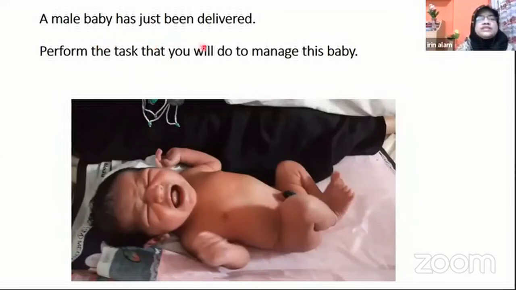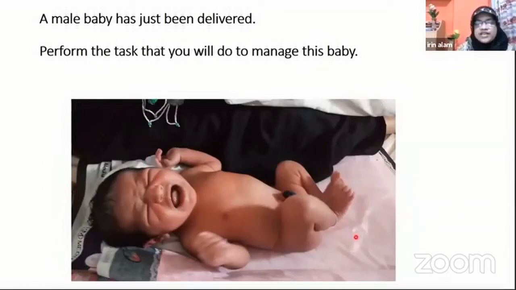A male baby has just been delivered. Perform the task that you will do to manage the baby. That means immediate newborn care. Immediate newborn care is also a procedure station. What will you do in immediate newborn care? You have to wrap the baby.